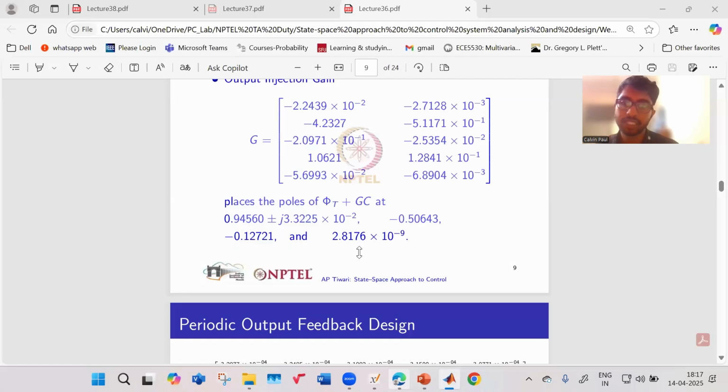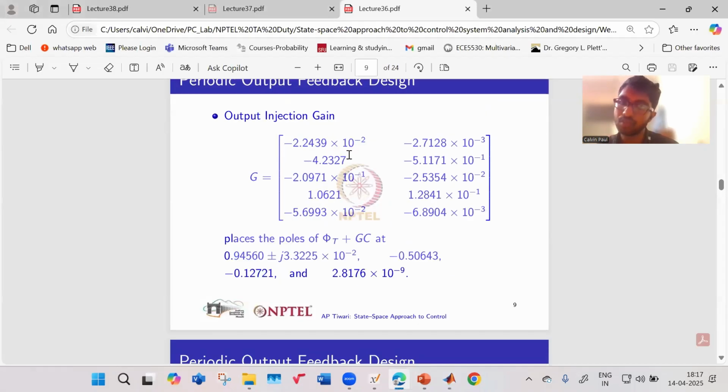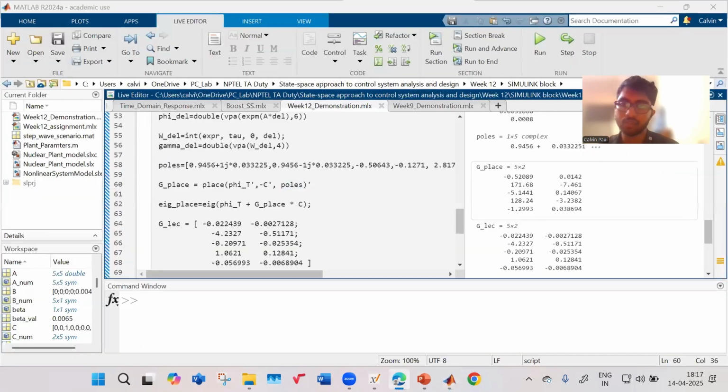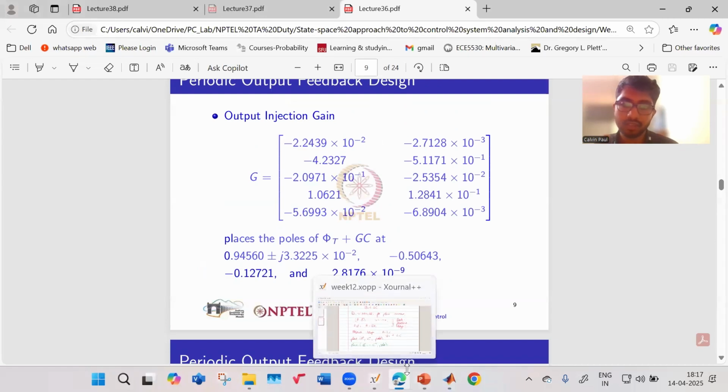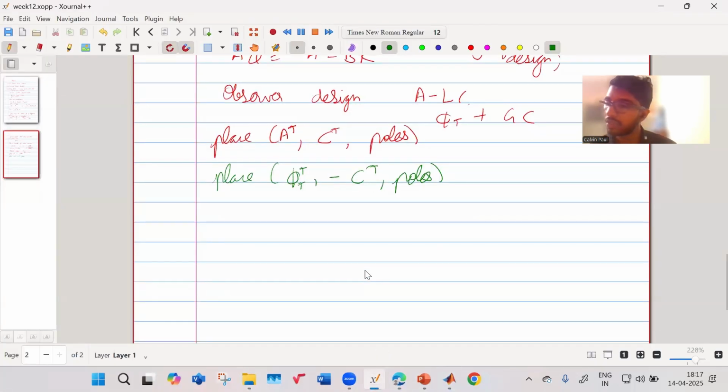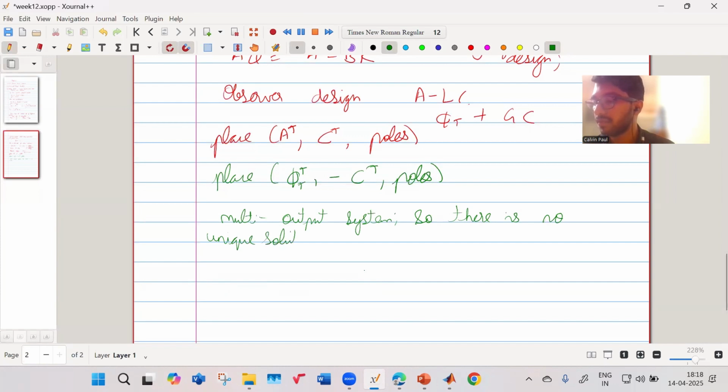But over here, the gains are given to be minus 2.2439 times 10 to the power minus 2, and minus 4.23327, but we are not getting that same value. So why is that? If you remember, this becomes a multi-output system. So there is no unique solution. There is no unique solution. So I will show.